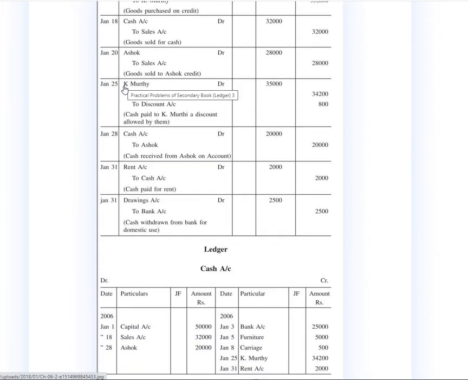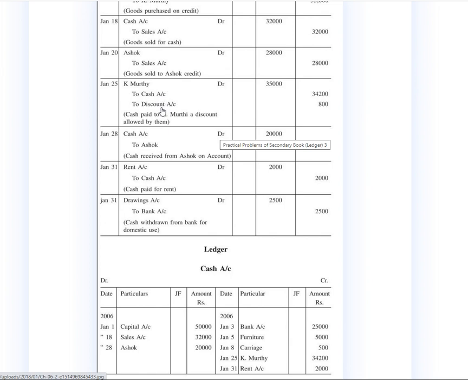You can see here we paid to K Murthy. As we paid to K Murthy, now we are debiting that. That means K Murthy was a creditor to us, it was a liability to us. Now as we paid him, that liability is reducing, that's why we are debiting here. Cash in our hand is reducing as we are paying him, and we got a discount.